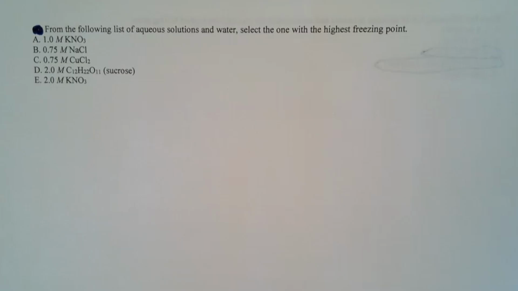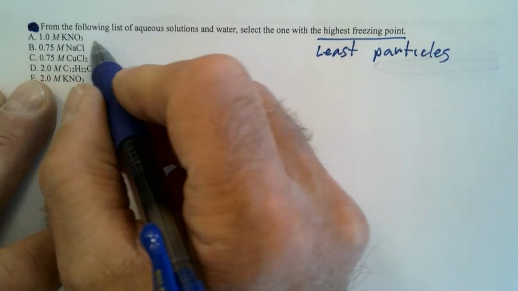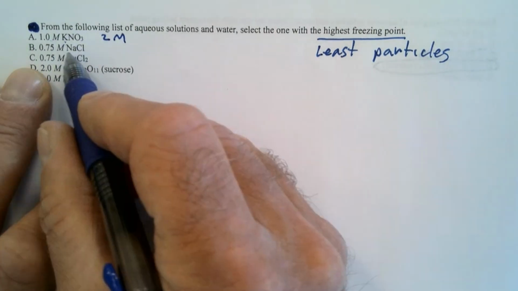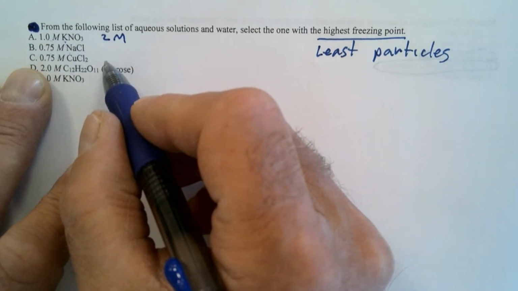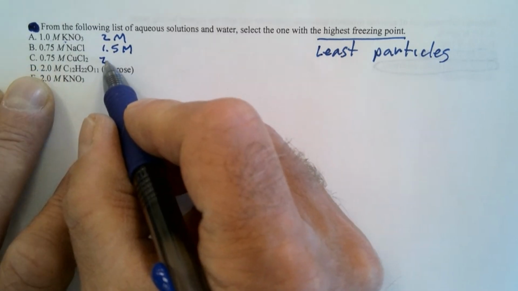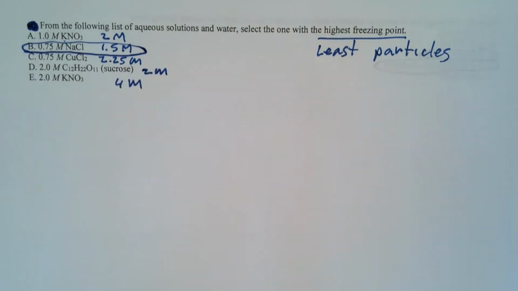From the following list of aqueous solutions in water, select the one with the highest freezing point. So we just have 1 potassium, 1 nitrate, so this is like 2 molar. Get 2 particles, so double that. That's like 1.5. And this would be our 2, looks like almost the same question. The lowest, least amount of particles is going to have the highest freezing point.